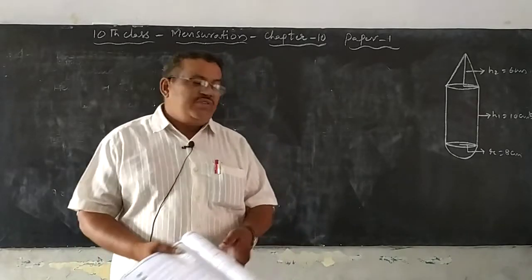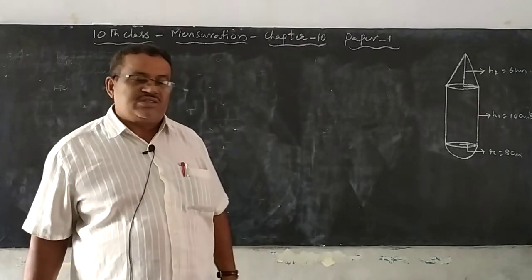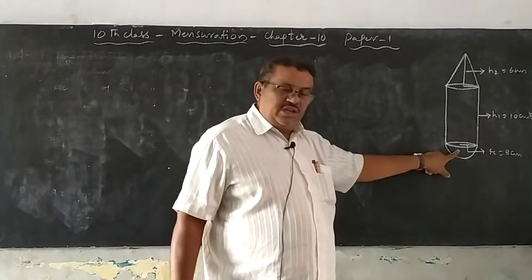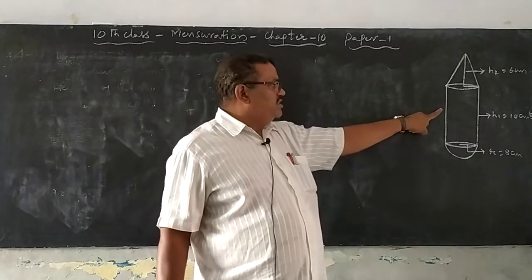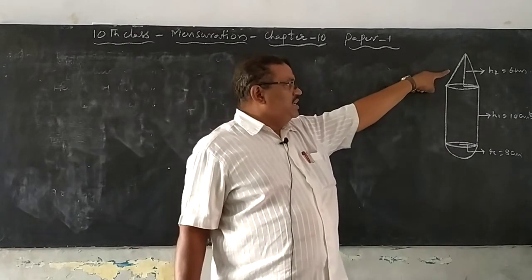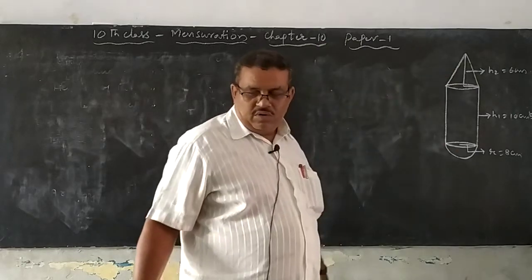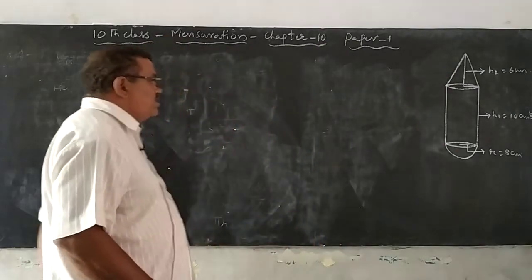What is the total surface area of the combination of solids? We need to find the TSA: the surface area of the hemisphere plus the surface area of the cylinder plus the CSA of the cone. Okay children, let us see how it happens.